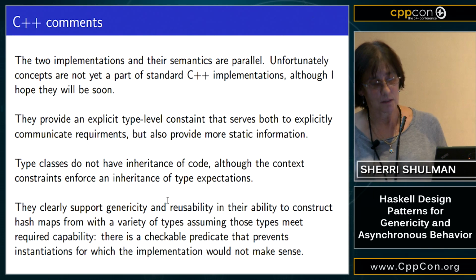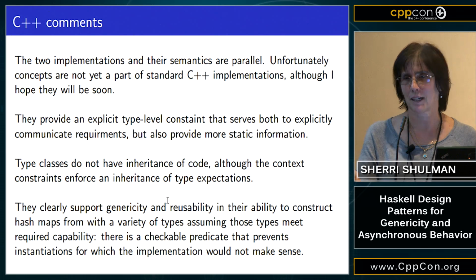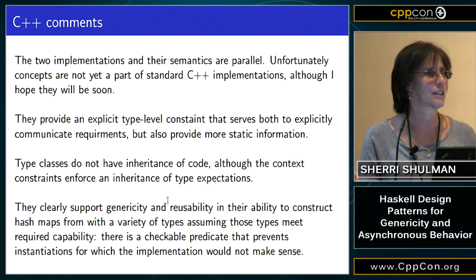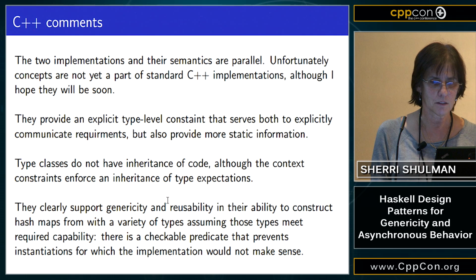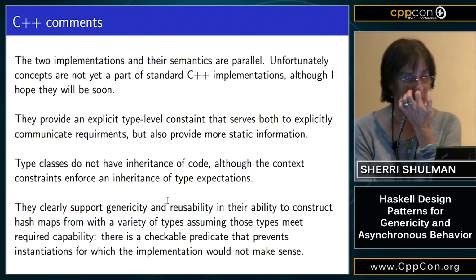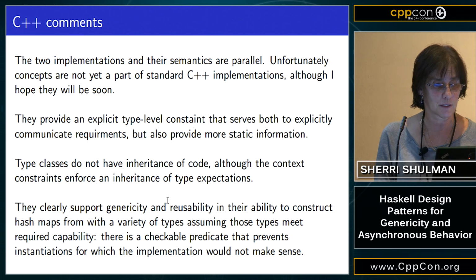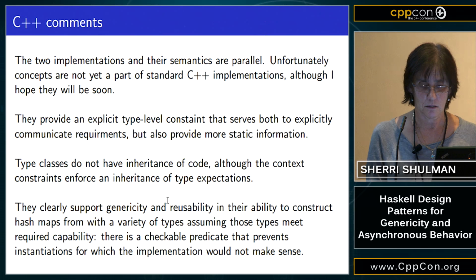Reusability, because once I have a hash set, I can write anything using the hash set regardless of what kind of items the hash set includes. And their ability to construct hash maps from a variety of types, assuming the types meet the required capability. It's a checkable predicate, prevents instantiations for which the implementation would not make sense. Okay. All right, so is everybody okay on this?